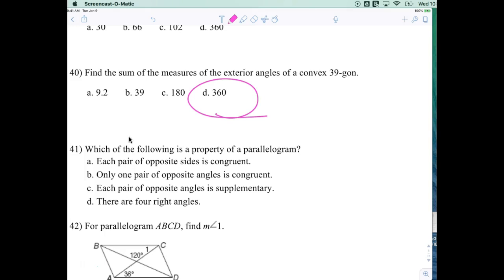I think that's the easiest way to do that. It's so much easier. That's why I'm telling you the exterior and the interior add up to 180. It's so helpful if you know that. Then that n minus 2 times 180 divided by n, there isn't as much work. All right? Anybody else?